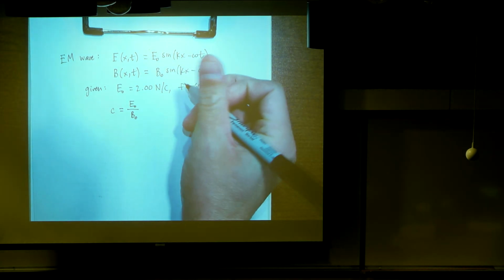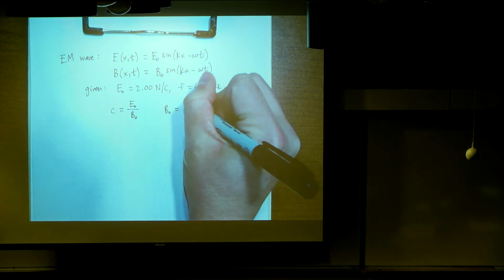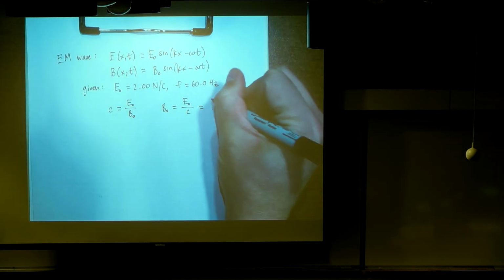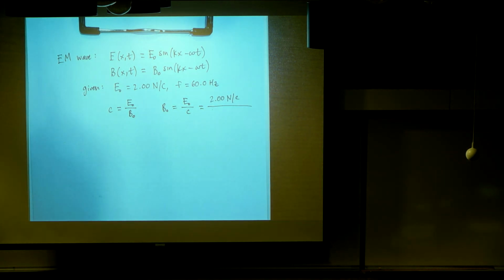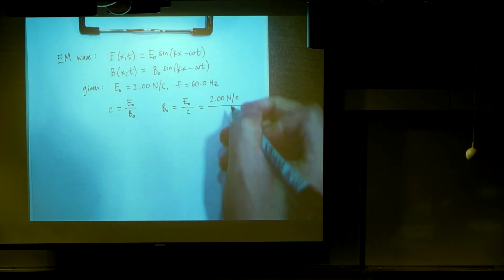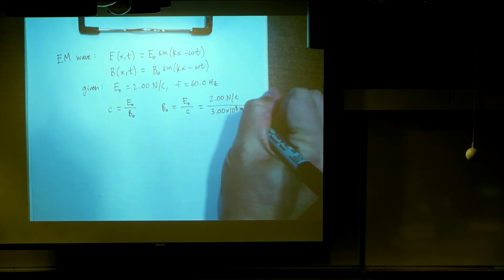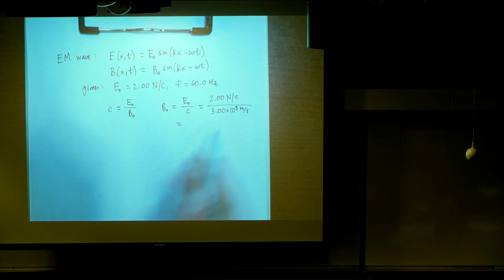So that means I'm trying to find out what B naught is. That's just E naught over c. So that's pretty easy to do. That's just 2 newtons per coulomb divided by c. What's the value of c? 3.00 times 10 to the 8 meters per second. It's the speed of light. Okay. What does that come out to? Can someone just do that for me? 2 over 3 times 10 to the 8.